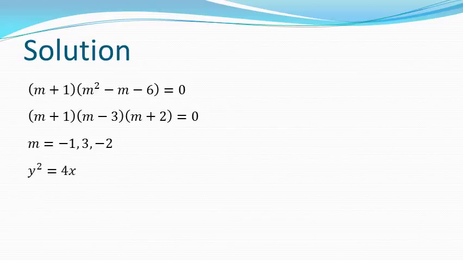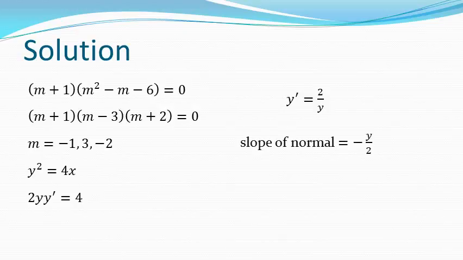The equation of the parabola is y squared equals 4x. So let us differentiate this. We get this, and therefore y dash is equal to 2 by y. Now this is the slope of the tangent at any given point. Therefore, the slope of the normal must be minus y by 2. Now we will compare this slope with each value of m and find out the corresponding values of x and y. So comparing it with minus 1, we find that y is equal to 2.